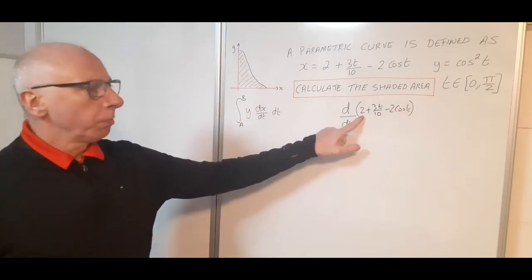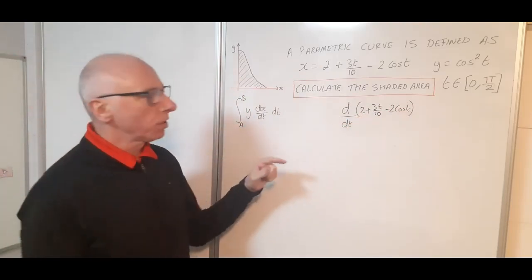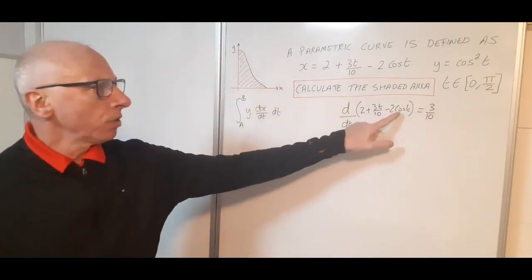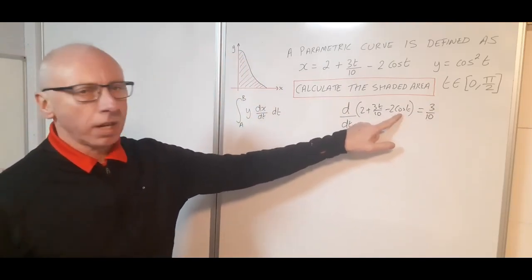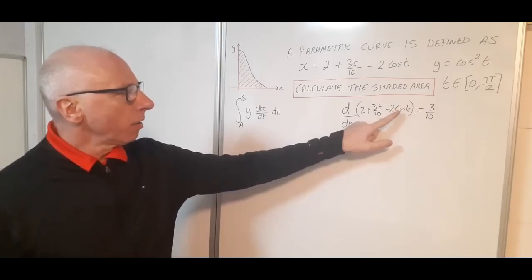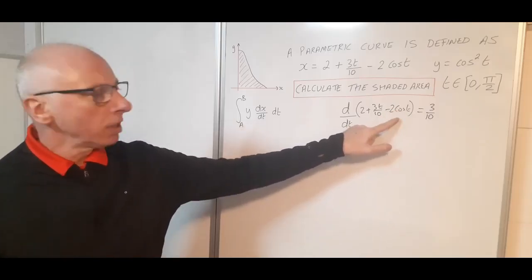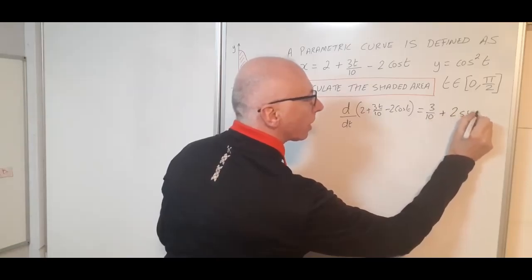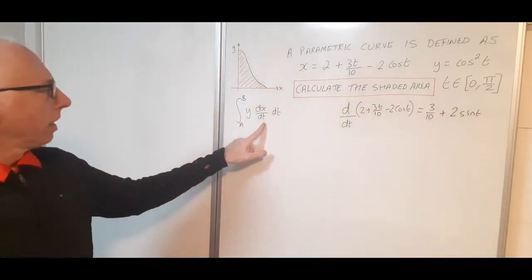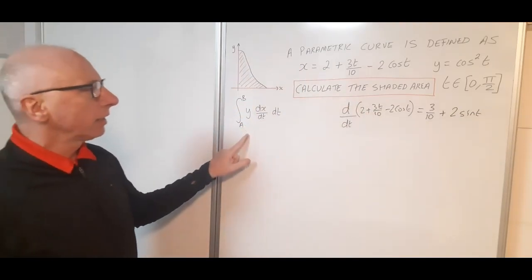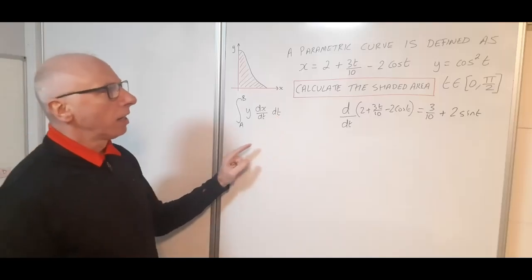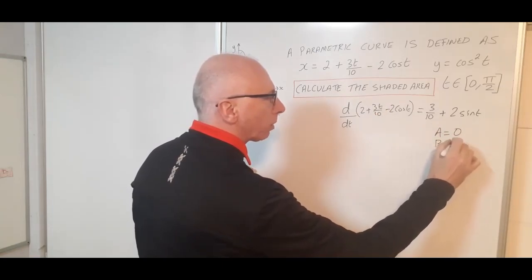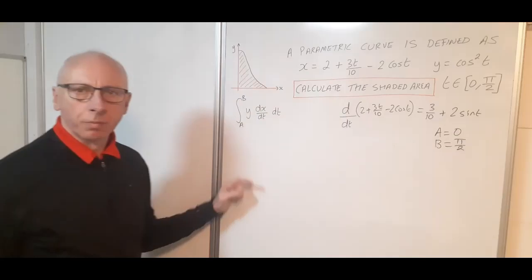So the derivative of 2 comes to 0, 3t over 10 just gives us 3 over 10, and the derivative of minus 2 cosine t: the derivative of cosine is negative sine, so a negative times a negative gives us a positive, so it gives us plus 2 sine t. So that's our dx/dt. Now our a and our b: as we're going to integrate with respect to t, a equals 0 and b equals pi over 2.